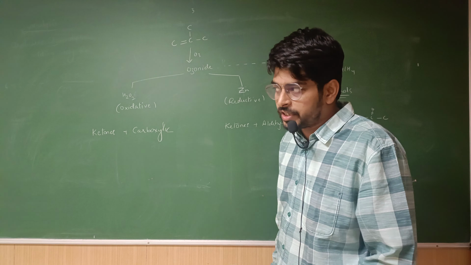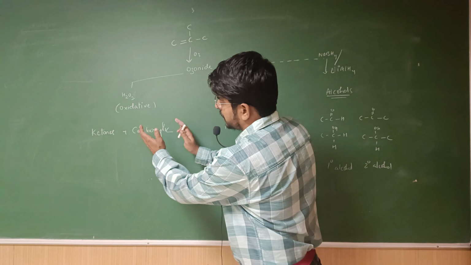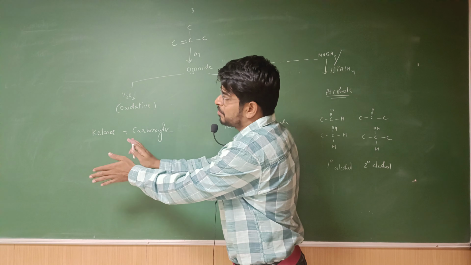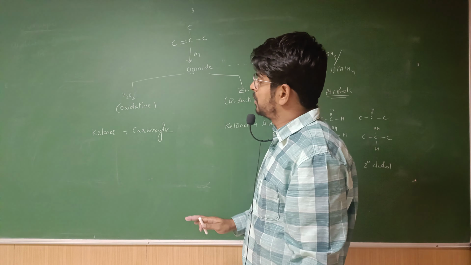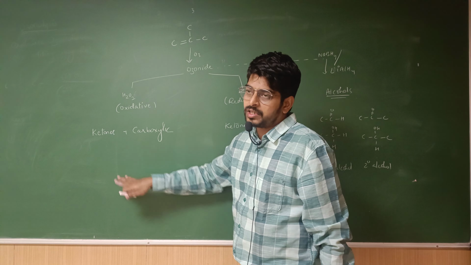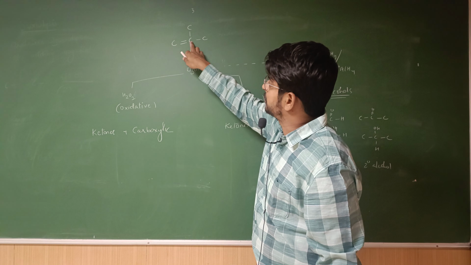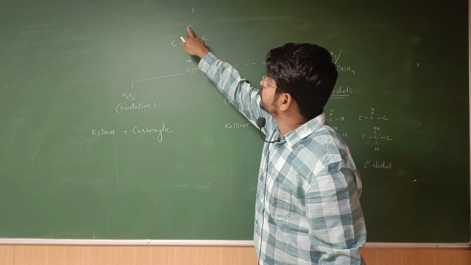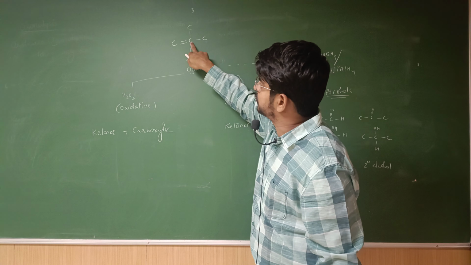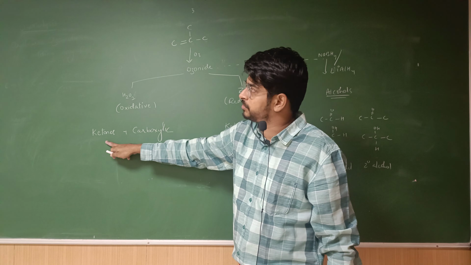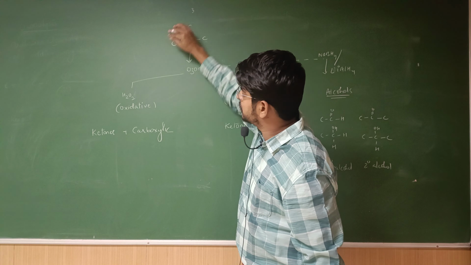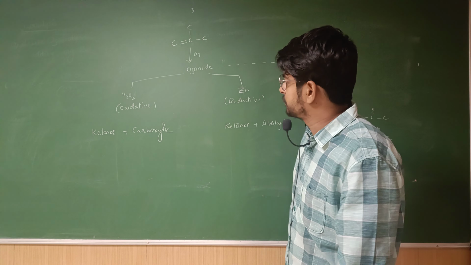The products of oxidative ozonolysis are either just carboxylic acids or it can be ketones plus carboxylic acids. Whether ketones will be formed or not depends on the structure of that carbon atom. This carbon atom has two carbon atoms attached to it, no hydrogens. So that means there is possibility of ketones. If this was a hydrogen, then both ends will be carboxylic acids.